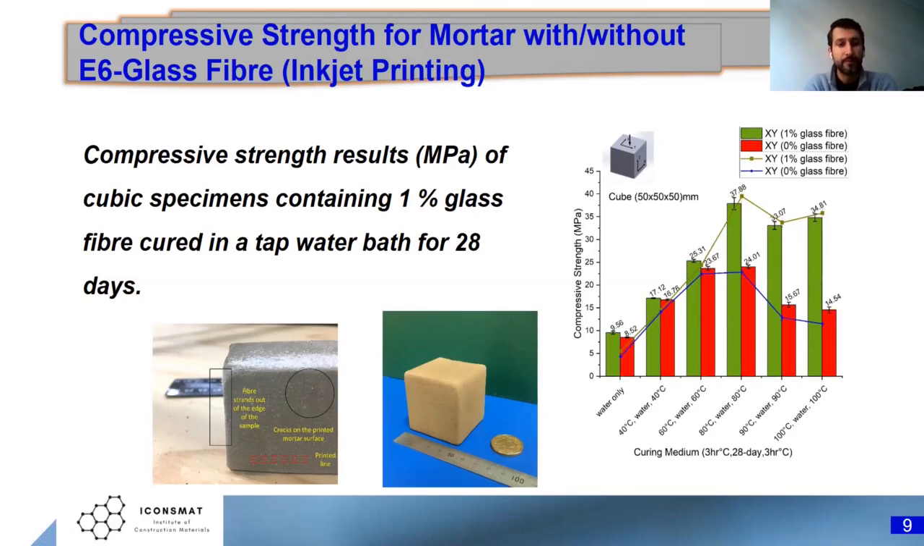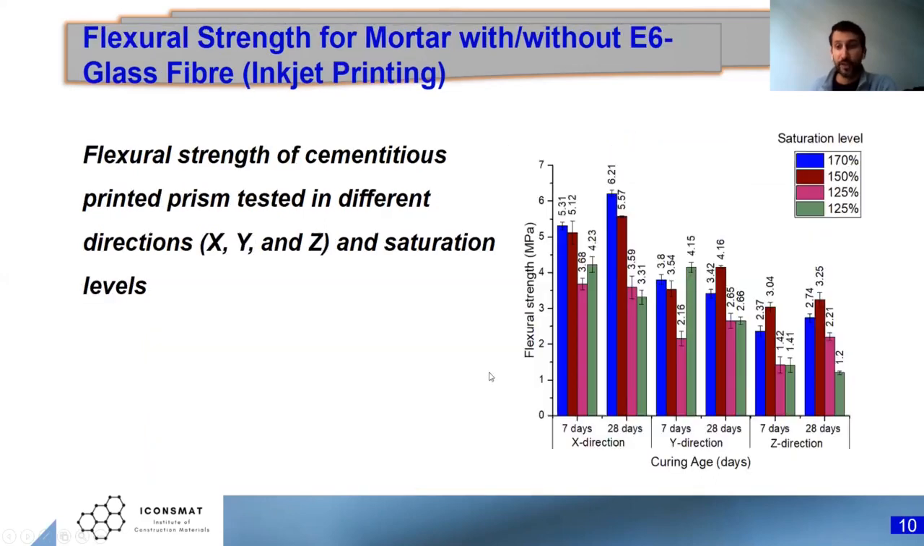Anyway, we have done a lot of compressive tests using ordinary Portland cement, calcium aluminate cement, and sand as well. For flexure, we got different results in different directions, like the X, Y, and Z direction. After curing, we got about 6 megapascal. But we are still working on this project, and we have got some other results.